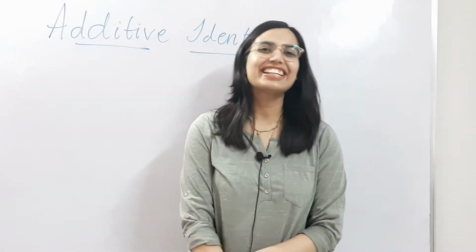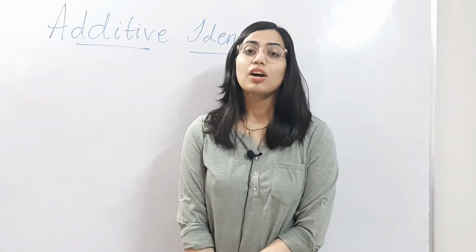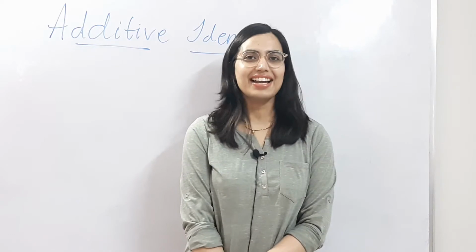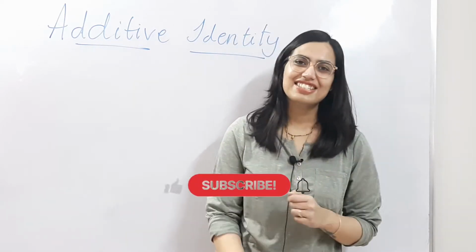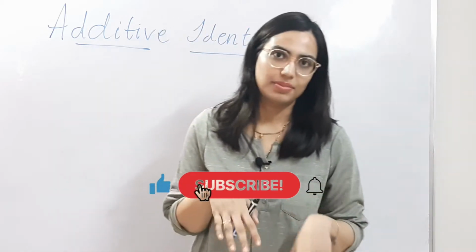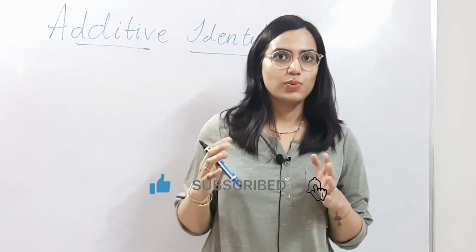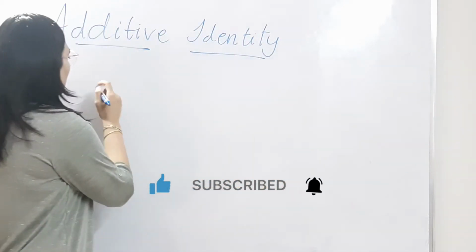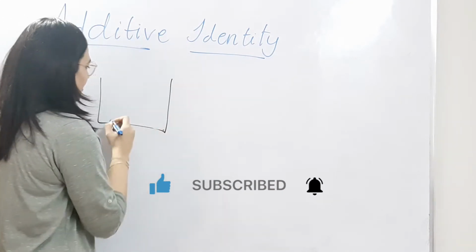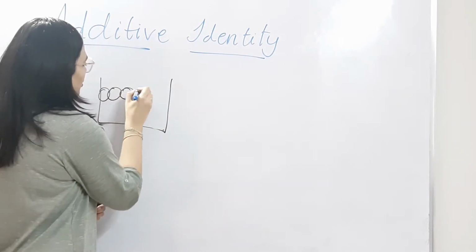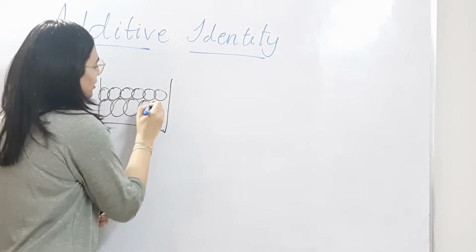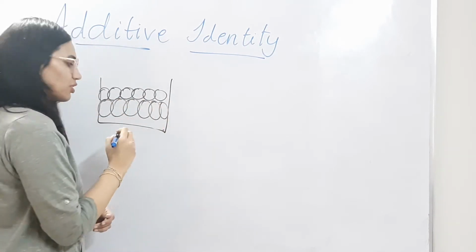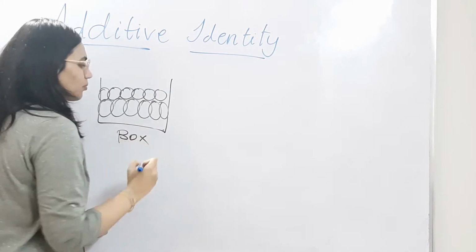Let's see the additive identity of a whole number. What happens when we add 0 to a whole number? Before that, let's take a day-to-day example. So there are 12 eggs with you. So I'll just put here, there are a dozen eggs, is it? 12 eggs: 1, 2, 3, 4, 5, 6, 7, 8, 9, 10, 11, 12. There are 12 eggs with you in a box.